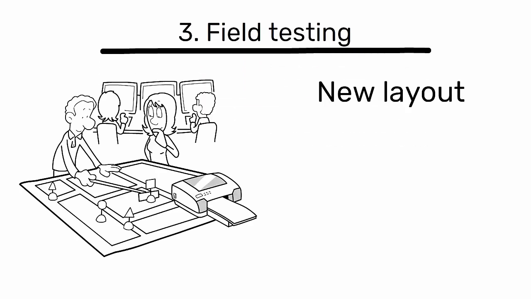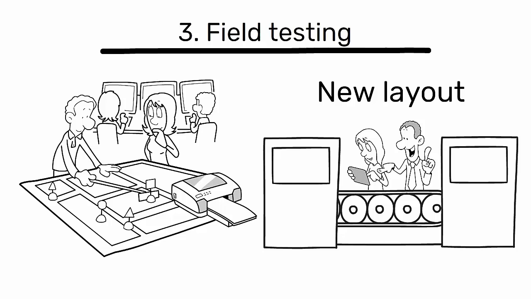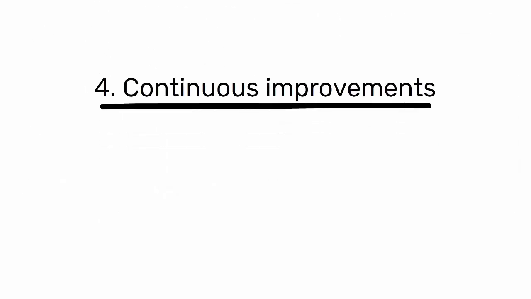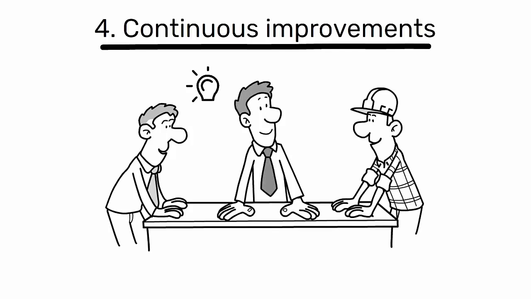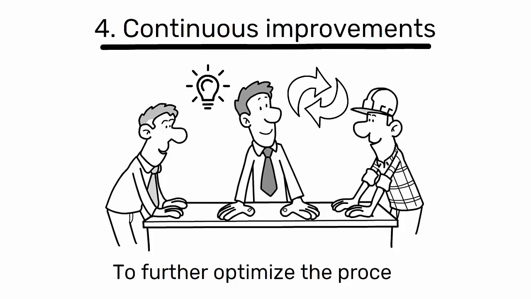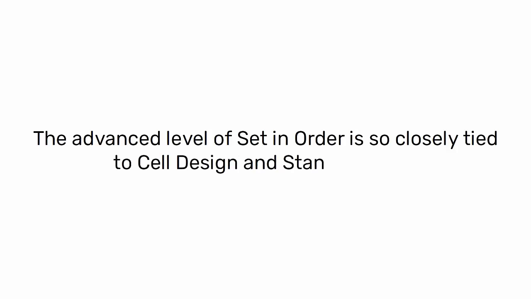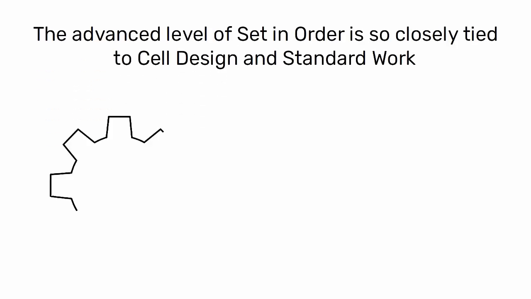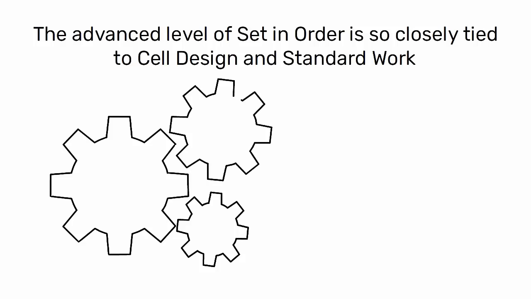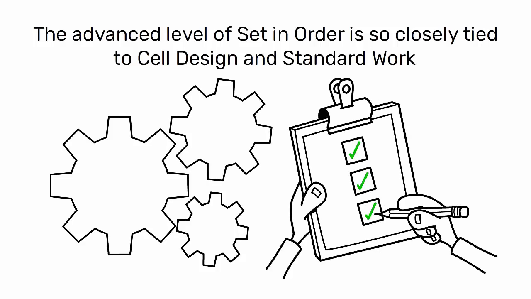3. Field testing. Experiment with the new layout directly in the workspace. 4. Continuous improvements. Gather feedback from operators and experiment with modifications and adjustments to further optimize the process. The advanced level of set in order is so closely tied to cell design and standard work that these 3 practices work in synergy to build a highly efficient system.